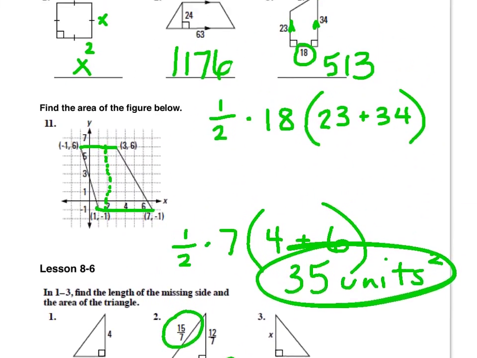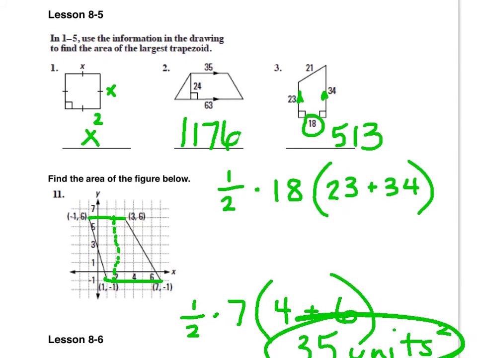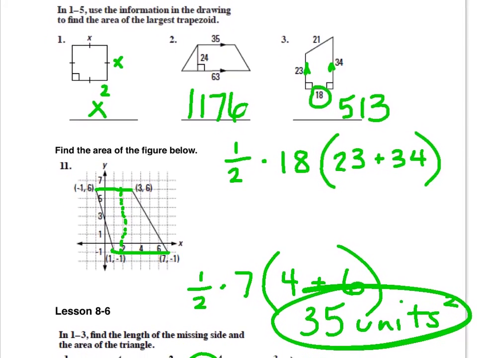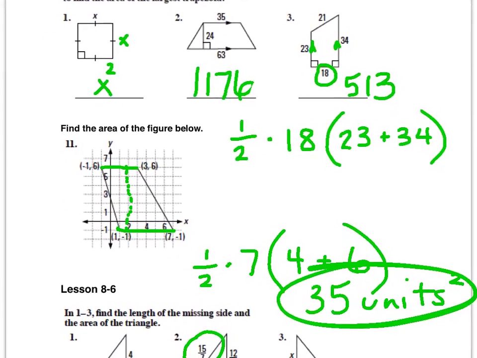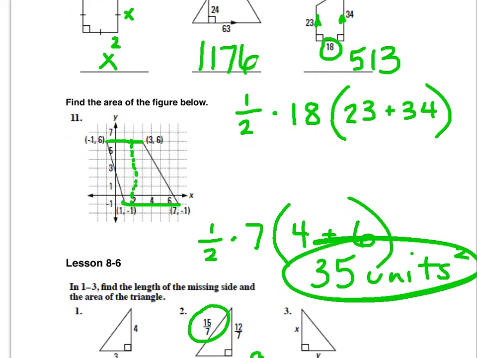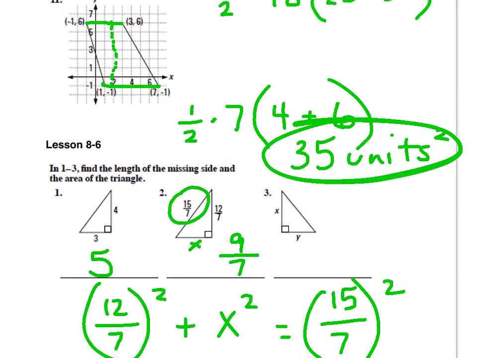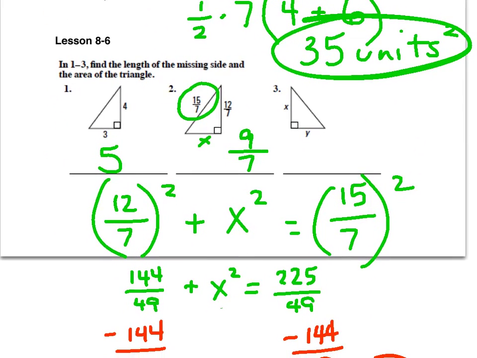I've done a lot of work on this page without recording. I'll just show you the answers real quick, and you can work them out. X squared, 1,176, 513. 11 gives you 35 units squared. Down here in lesson 8.6, number 1 is 5. Number 2 is 9/7.